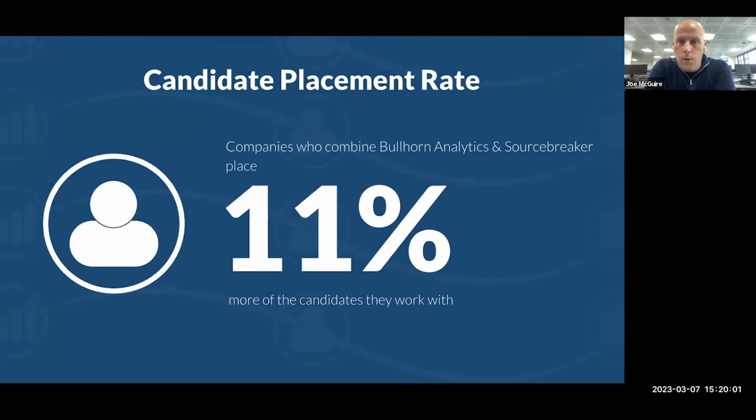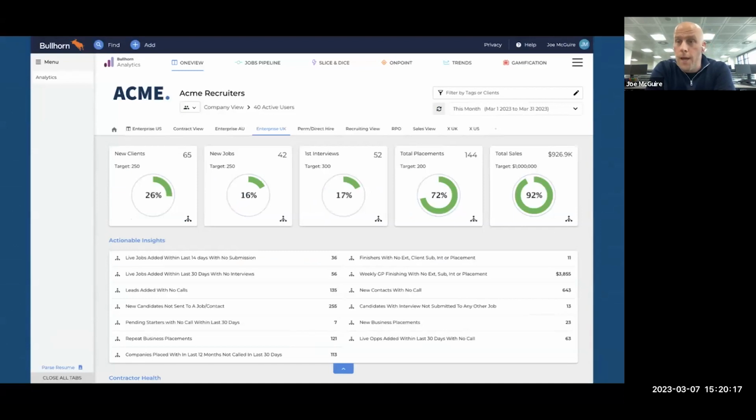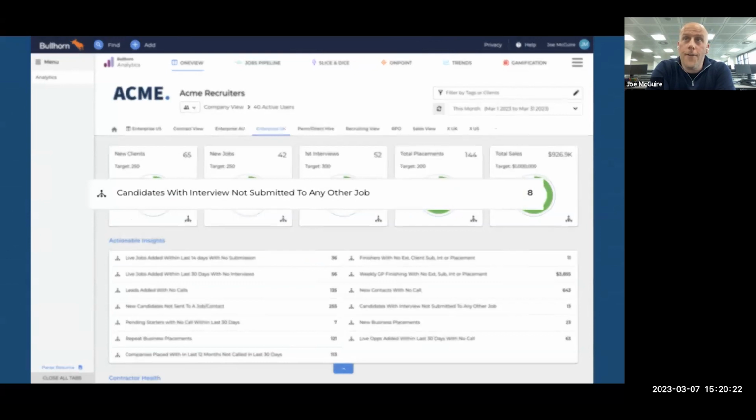So companies who use Bullhorn Analytics and SourceBreaker place 11% more of the candidates they are already working with. So these are people that they've already got out to interview elsewhere. They're a known entity to the business. How do you place more of those people? Now, what we do here is ultimately move into the dashboard again. This sits real time within Bullhorn, and it highlights metrics like candidates that have got an interview elsewhere that haven't been submitted to another role. And from that point, the recruiters can then take it on through the SourceBreaker process.